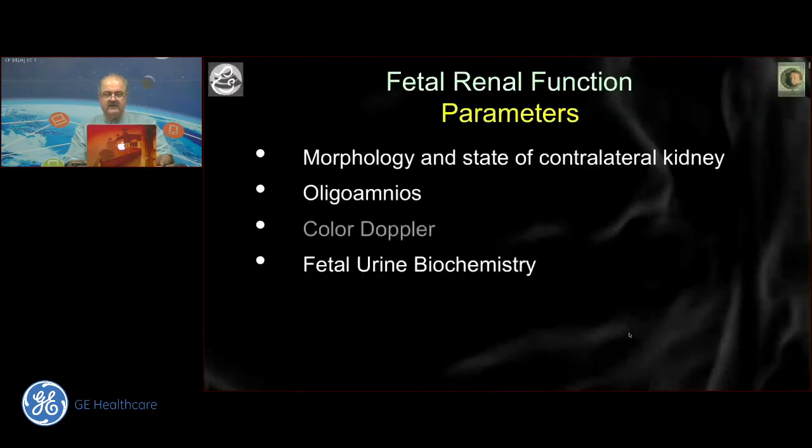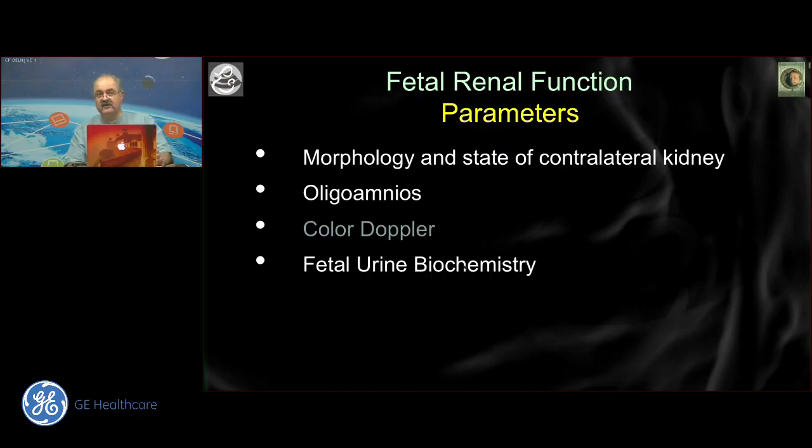The second last part we're going to talk about is the fact that we now have a different way of looking at renal function. We thought we were very smart, and we used to say echogenic kidneys, bad kidneys. Good looking kidneys, fine kidneys. That was completely wrong. Oligoamnios, mistaken. Flow, not an indicator. Fetal urine biochemistry obtained by puncturing the bladder.